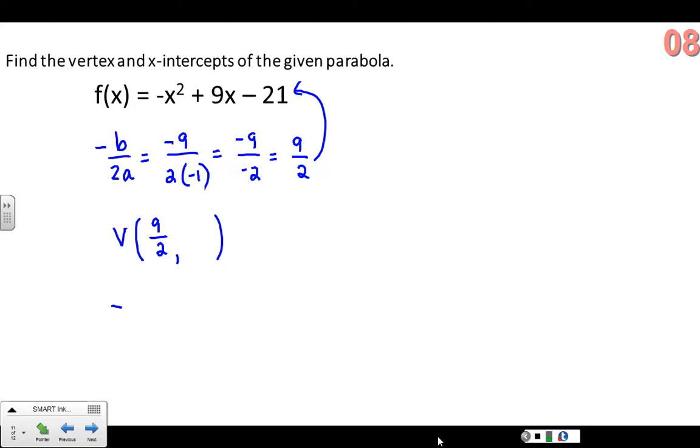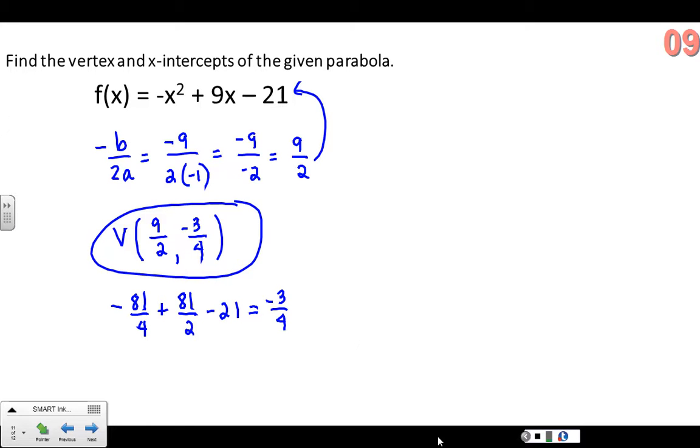So negative x squared would be 81 over 4, square the top, square the bottom, plus 9 times 9 over 2 would be 81 over 2, minus 21. Now, I'm just going to use a calculator to add that all up. Negative 81 over 4, plus 81 over 2, minus 21, and I got negative 3/4. So the vertex is the point 9 halves and negative 3/4. We can definitely plot that out.